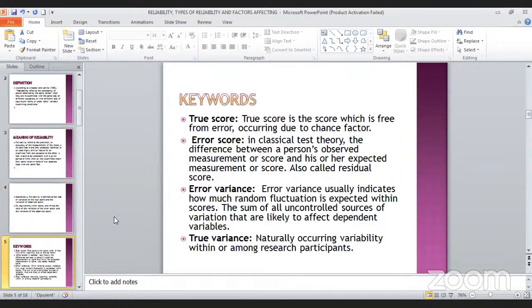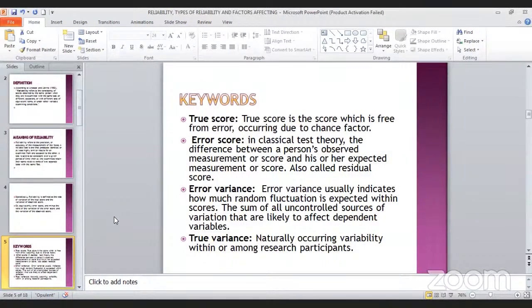So what are the keywords for measuring reliability? We have to know the concept of true score, error score, error variance, and true variance. So the true score is the score which is free from error, the error that occurs due to chance factors. And the error score, in classical test theory, is the difference between a person's observed measurement or score and his or her expected measurement or score. This is also called the residual score.